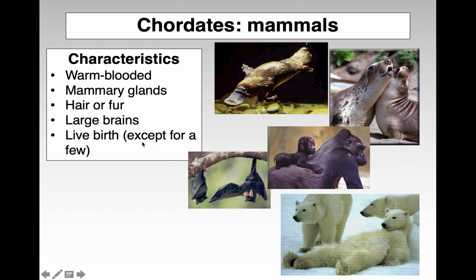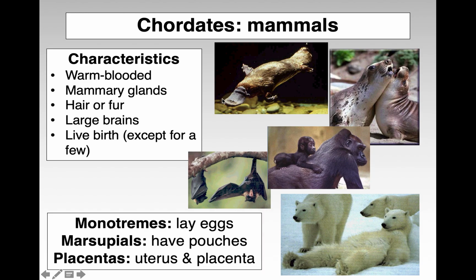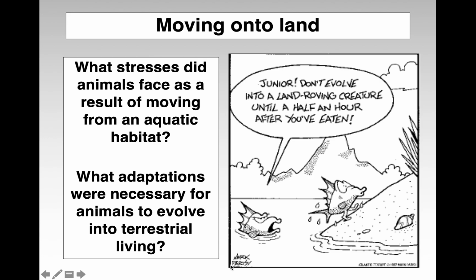Most give live birth except for 3 kinds. We have the monotremes, like the platypus that lay eggs, marsupials, like kangaroos that have pouches, but most of them are placentals, meaning we have a uterus and a placenta, and we give live birth.